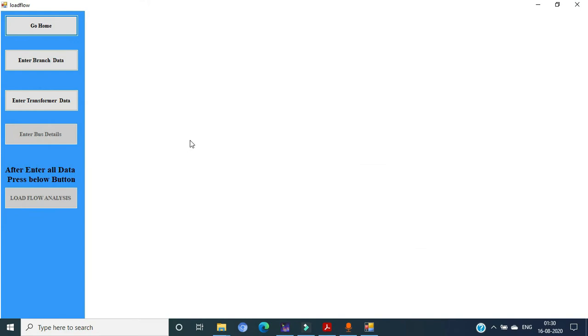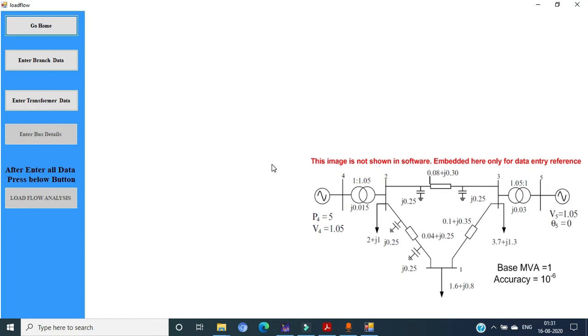To perform the load flow, click on the load flow study icon as shown on the screen. This is a data entry form in the software. The configuration of the system where the load flow is to be done is shown at the bottom of this video. The branch data and transformer data entry are explained in detail in the Vibus formulation video.